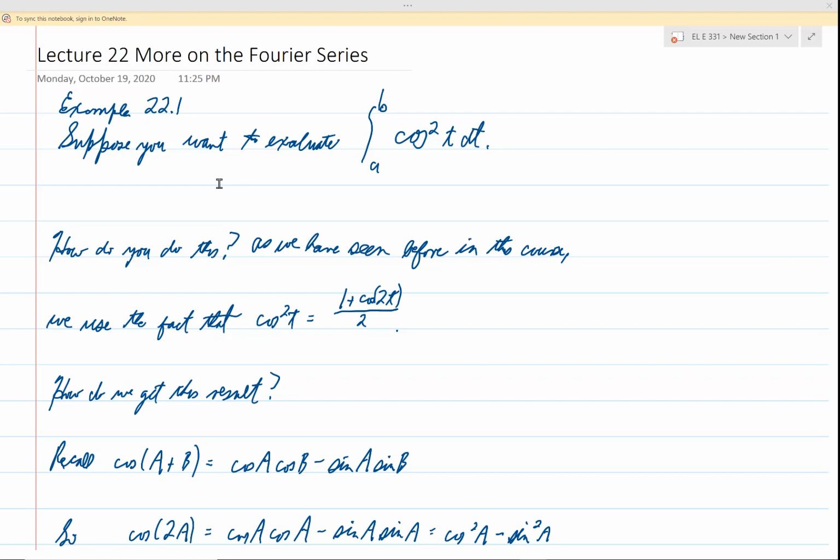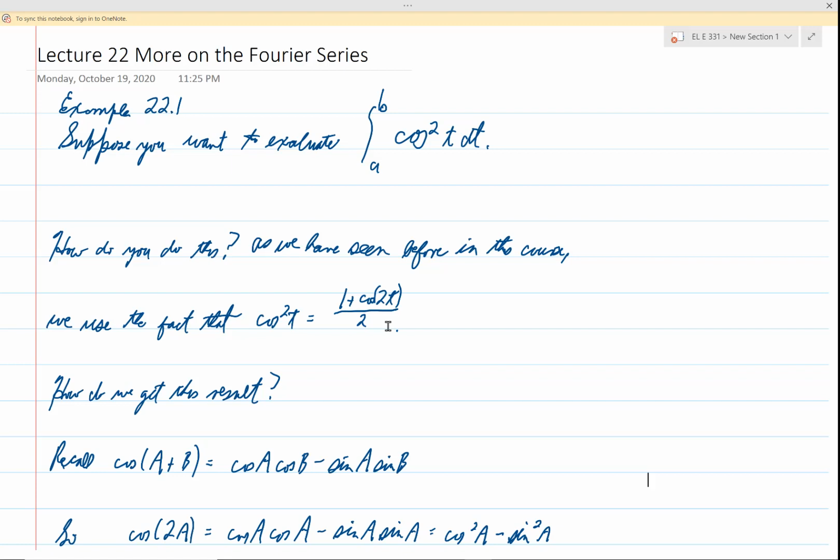We've talked about this a couple of times already this semester, where we have encountered this definite integral of cosine squared t dt. And so the question is, how do you do this integral? It's one of these questions where you have to remember a little trick. What you have to remember is that cosine squared t can be written as (1 plus cosine 2t) over 2. And once you do that, then the integral is straightforward.